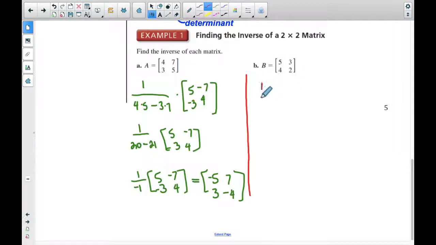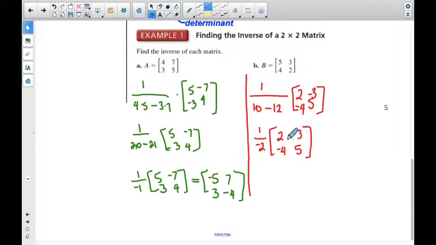Okay, so we're going to take 1 over, and we're going to multiply 5 times 2, which is 10, and subtract 3 times 4, which is 12, and we're going to multiply that times the matrix where the 5 and the 2 switch places. The 3 and the 4 stay where they are, but they become negative. And so that simplifies to negative 1/2 times 2, negative 3, negative 4, and 5.